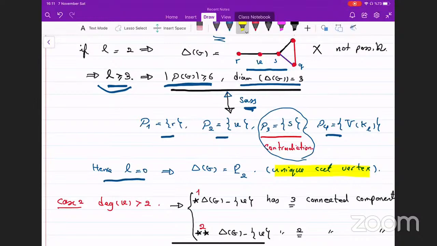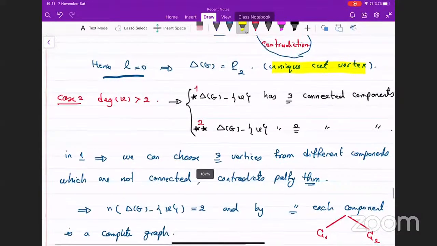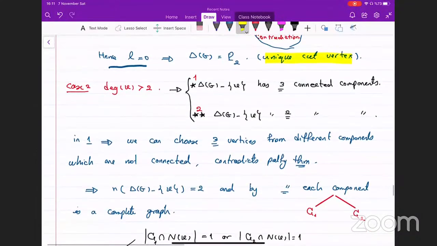This was for the case that the degree of V is 2. What about degree of V greater than 2? Then you can consider 2 different cases, whether delta G minus V has 3 connected components or delta G minus V has 2 connected components.